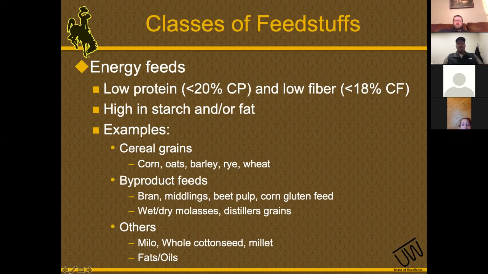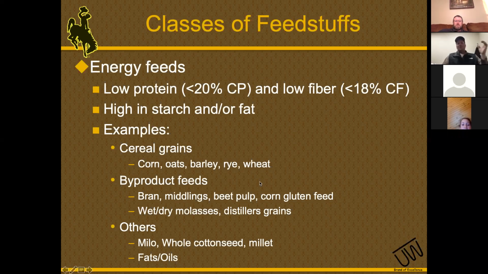They're high in starch and/or fat, such as cereal grains: corn, oats, barley, rye, wheat. Those are all excellent energy sources. We can also have byproducts that are energy sources. Now, a lot of these byproducts don't necessarily fit the definition that I gave you up here. Take distiller's grains. It's actually pretty high in fiber, but it's a very fermentable, digestible fiber, and it's also high in protein. It can be up to 30% protein.